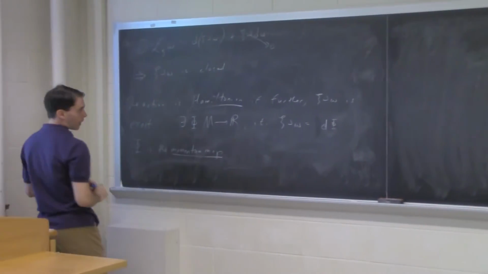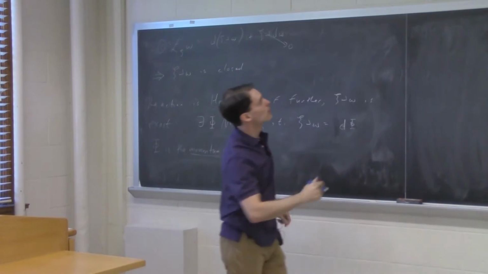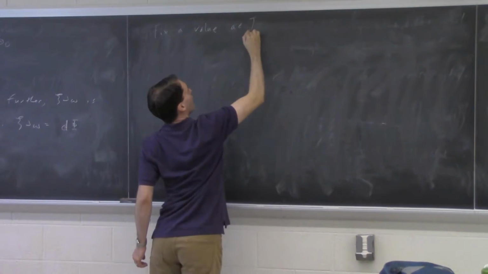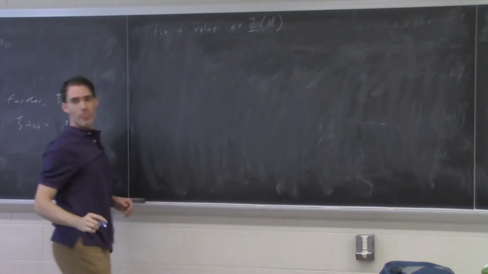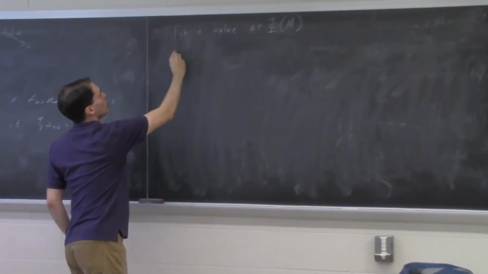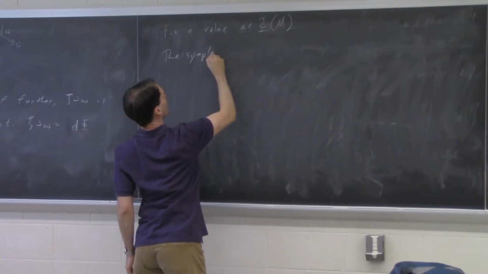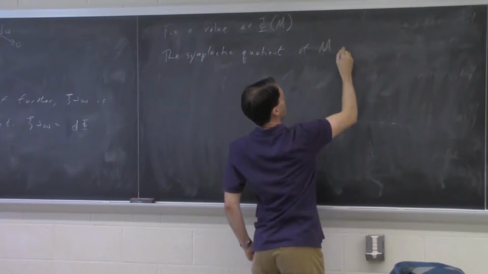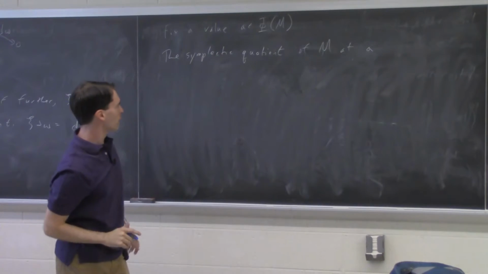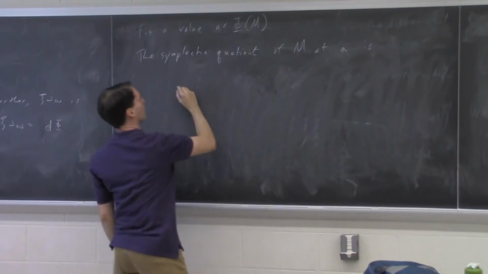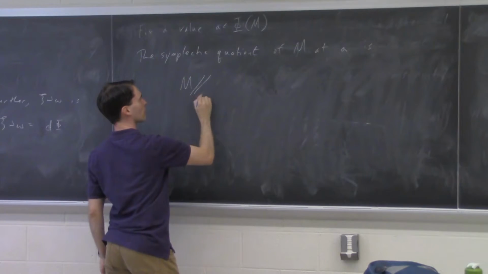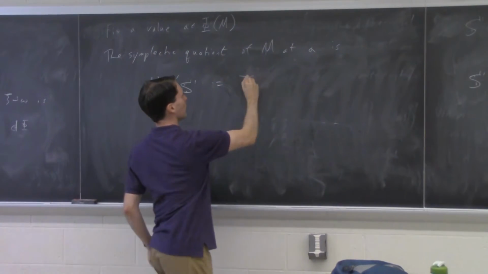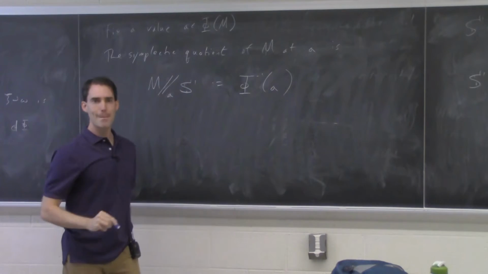All right. What I want to do is take the symplectic quotient. So fix a value A in the image of phi. The symplectic quotient, or symplectic reduced space, of M at A, or whatever word you want to throw in there, is usually denoted with 2 bars. Again, I'm sticking to S1 for now. And it's defined to be the pre-image of A modulo S1.